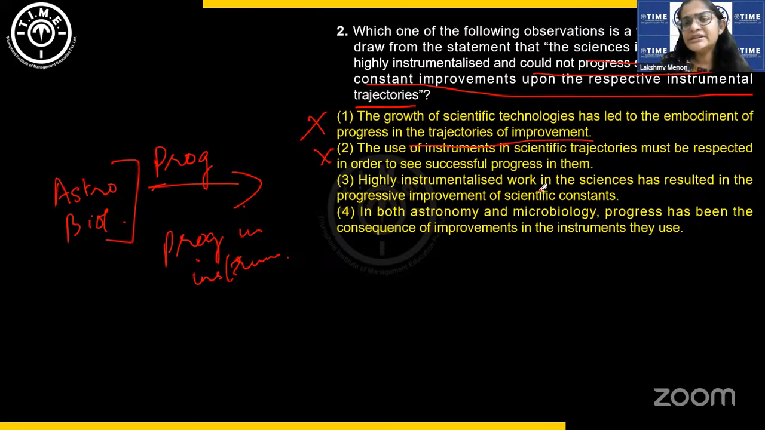Highly instrumentalized work in the sciences has resulted in the progressive improvement of scientific constants. What is scientific constants? The author has not mentioned any such thing. Constant improvement is what the statement says. Scientific constant means what? We do not know. And if it is constant, then how can there be improvement? Very confusing and misleading option.